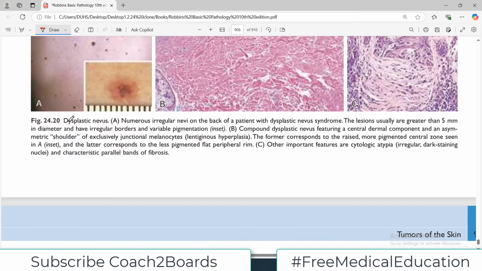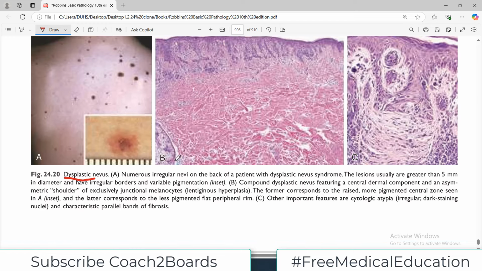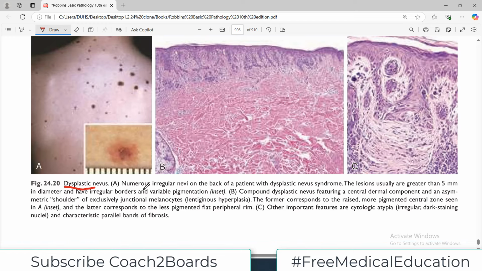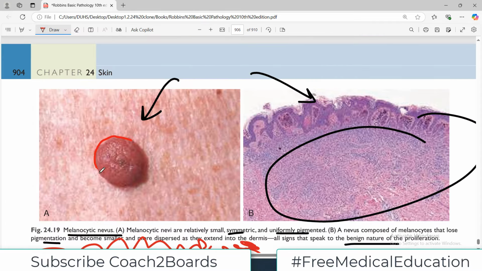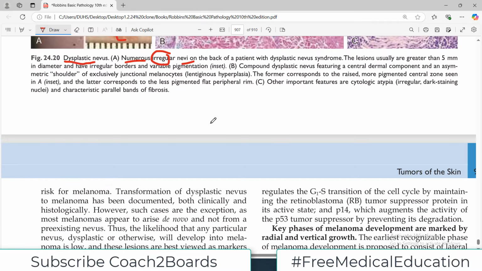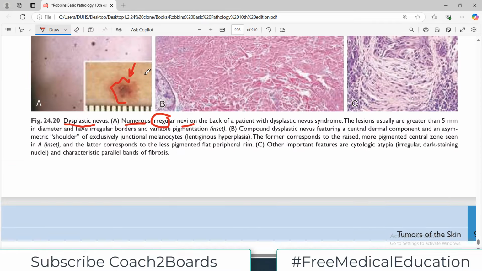Okay? Now look at the diagram of the dysplastic nevus. This is a gross appearance. You see there are numerous irregular nevi on the back of the patient. So if you see the zoomed image, these are kind of irregular. Compare this with this one. Very well circumscribed, rounded border, uniform color. You don't see any problematic thing there, but that is not looking good because this is dysplastic.